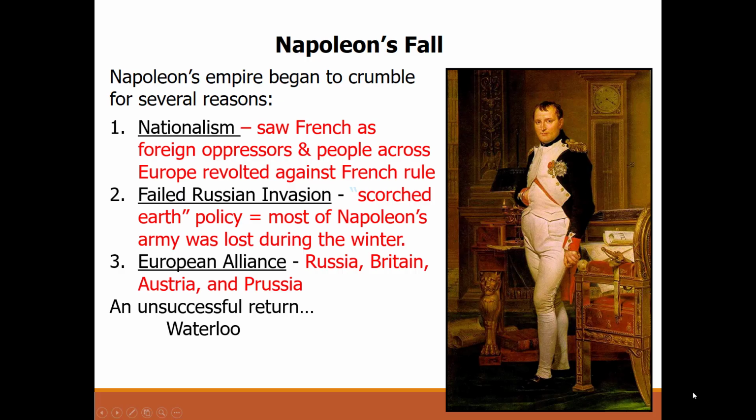So Napoleon's empire falls for several reasons, but the three big ones that we're going to be worried about are nationalism, that failed Russian invasion, and the alliance system that comes into play. Nationalism, we're going to start talking about it here, but it's really going to become a common theme throughout the rest of the term. So if it's not quite clear what it is, I need to know on Friday so that we can go over it again.